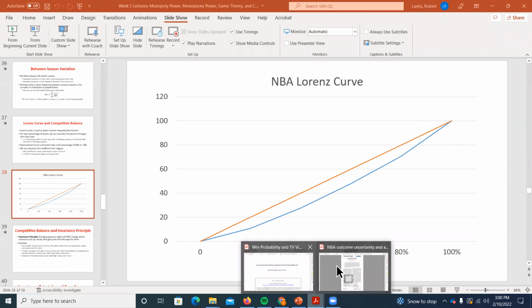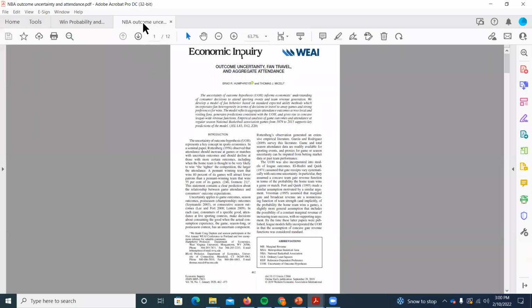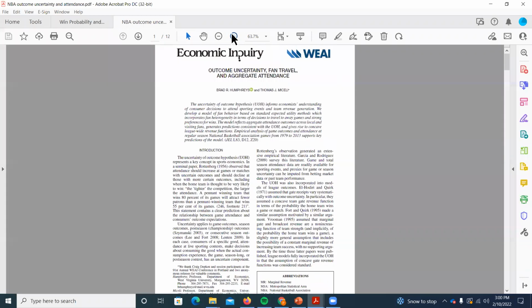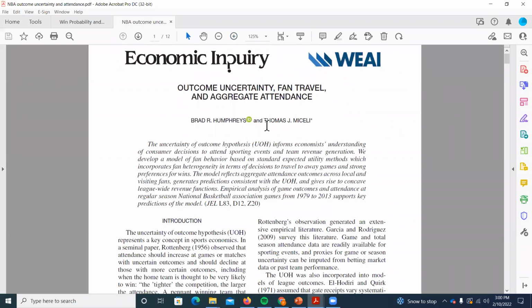So I think the one that I gave you guys was the NBA one, right? Yeah. This paper is trying to get at whether or not uncertainty in outcome actually leads to an increase in attendance. They call this the uncertainty of outcome hypothesis. And if we read through their abstract, the model reflects aggregate attendance, blah, blah, blah. The outcomes of attendance are associated, supporting the key findings of the model.